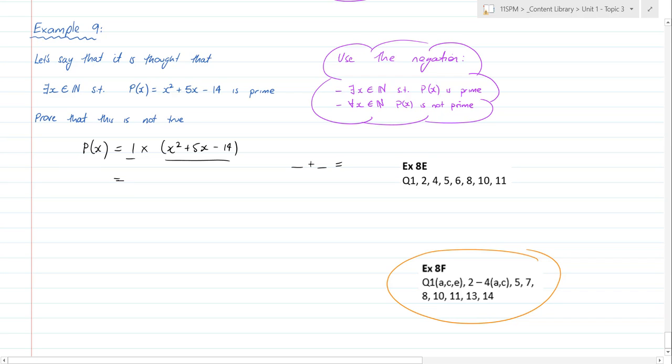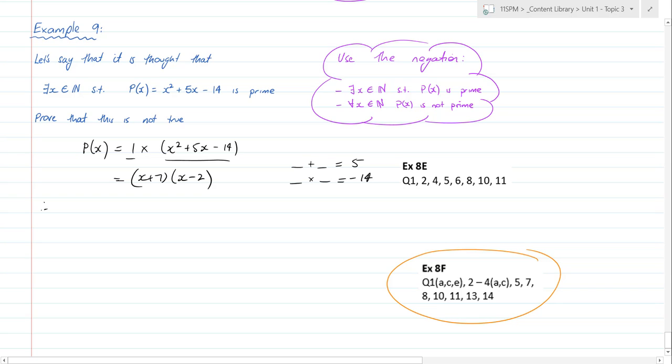Plus 7, minus 2. I had to give 5 and multiply to give negative 14. So we get x plus 7, x minus 2, which means it doesn't matter what x you put into here, it will have 2 factors. I can see a slight issue at the moment, but let's just go with this.